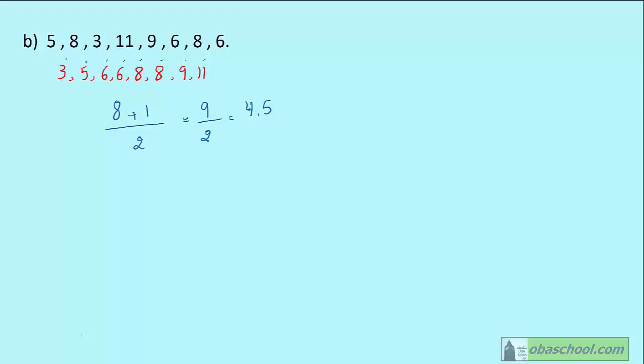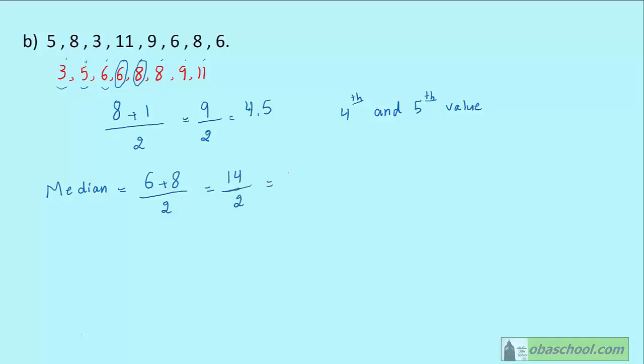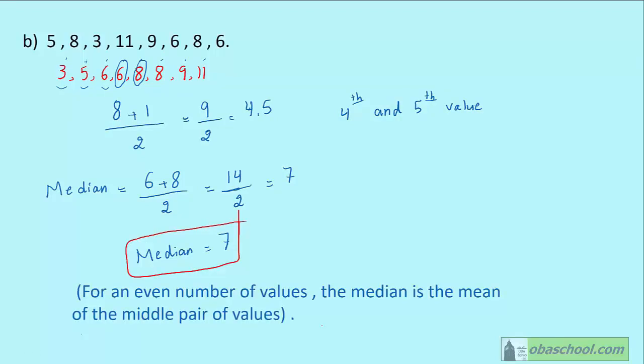Now, 4.5 is not a number of elements, so we say fourth and fifth value, since 4.5 is between 4 and 5. Now let's calculate the median. The fourth and the fifth values are 6 and 8, so we add 6 and 8 and we divide them by 2. 6 plus 8 is 14. 14 divided by 2 is 7. So 7 is our median for set B.